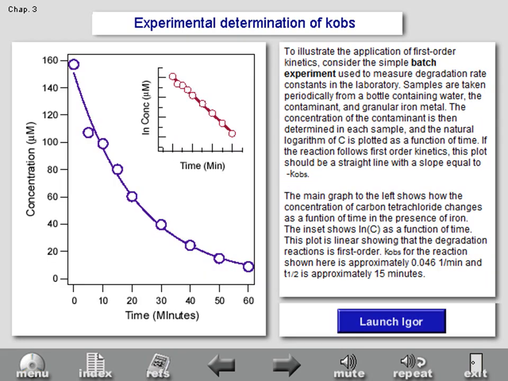To determine the rate constants necessary to evaluate a rate law, controlled experiments in the laboratory are usually necessary. The graph shows how this is usually done. The data are plotted so that the slope will be the negative of the rate constant, assuming the degradation reaction follows first-order kinetics. Rate constants for reduction of contaminants with iron metal will be used in Chapter 4 to determine how much iron is necessary for an iron wall.